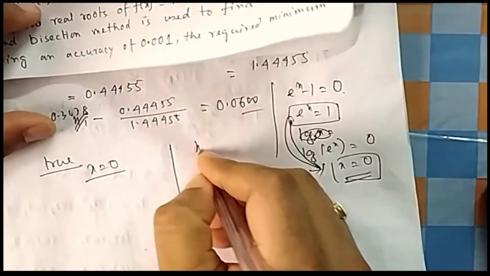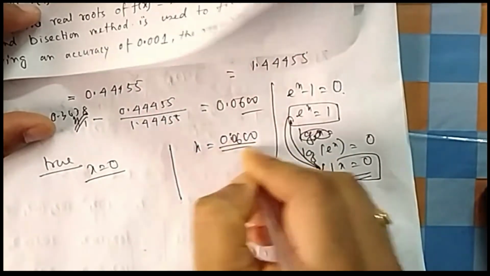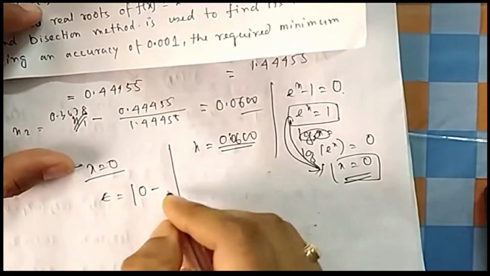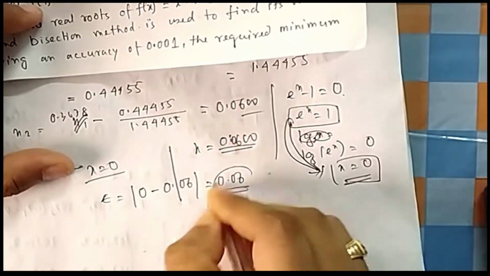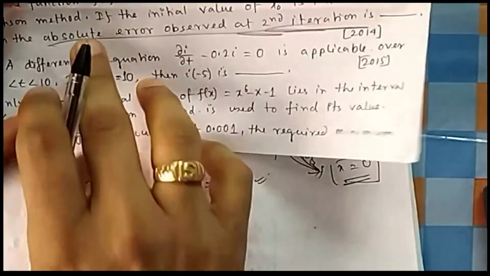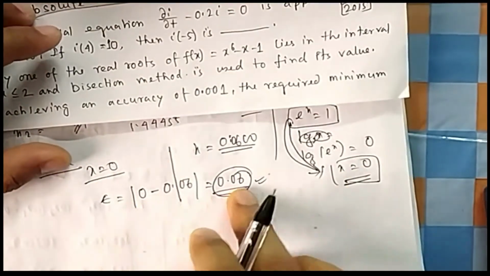What is the answer you are getting? After the second iteration, 0.0600. So what is the error? That is known as error, delta. Delta is the absolute error. What is the actual answer minus what you are getting? So accidentally here it is becoming the same, but you have to be careful. It is absolute error. Suppose it was 1, then it should have been 1 minus 0.06.